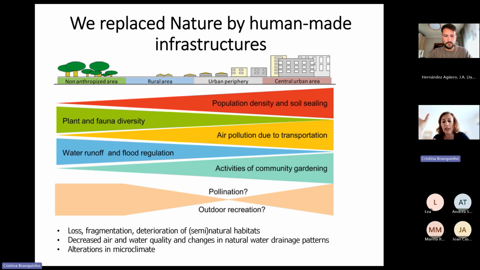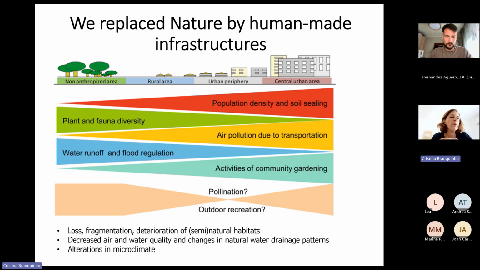So we have increasing population density and soil sealing. We reduce the number of species. We have more air pollution. We change the regulation flow. And so we also have fragmentation and complete disappearance of some natural habitats. We also have changes in macroclimatic conditions due to the replacement of vegetation.